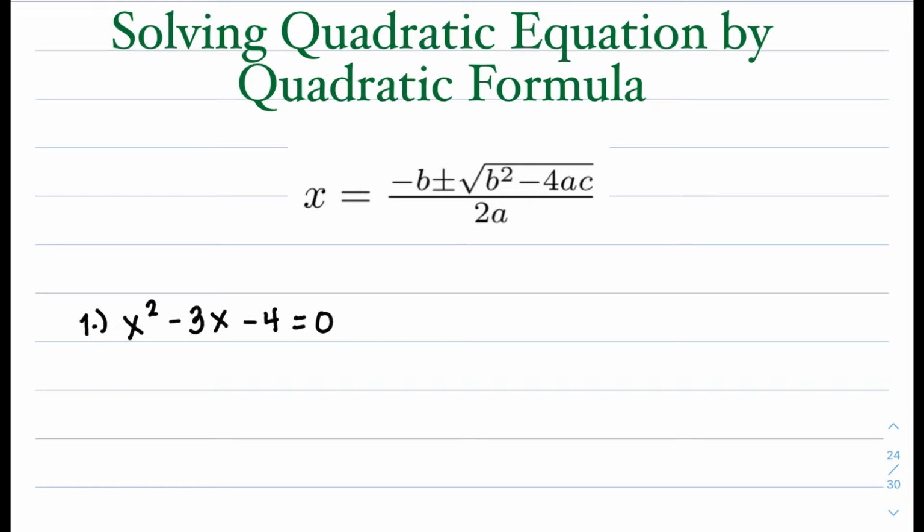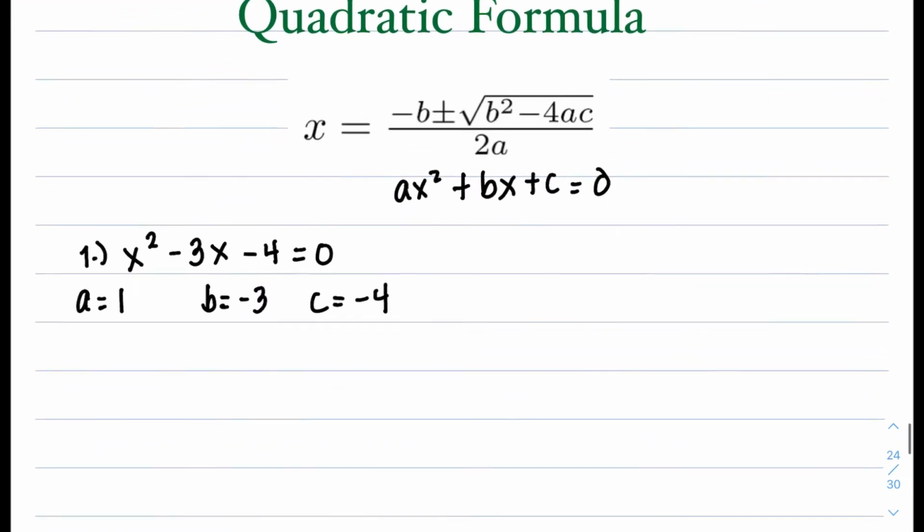So, first thing to do is to make sure that our form is in the standard form. So, what is the standard form of a quadratic equation? We have ax squared plus bx plus c is equal to 0. So, it should be in that form in order to solve the quadratic equation by the quadratic formula. In this example number 1, it is already in standard form. So, let us identify the values of a, b, and c. a is 1, b is negative 3, and c is negative 4.